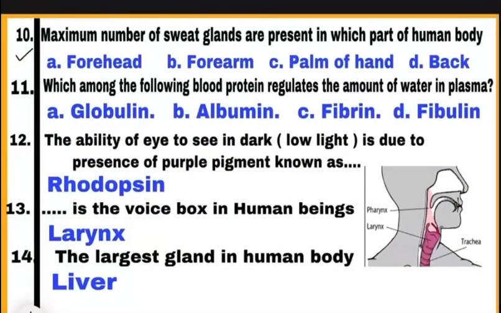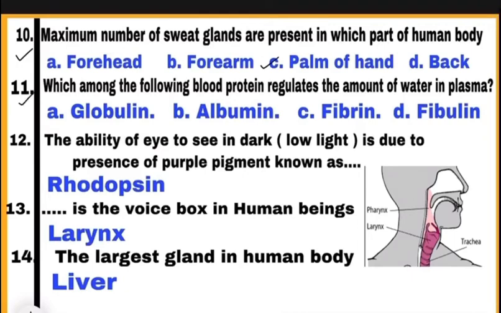Question 10. The maximum number of sweat glands are present in which part of the human body? Sweat glands are distributed all over the human body with the highest density in the palms and soles compared to other parts of the body. So the correct answer is the palm of the hand.